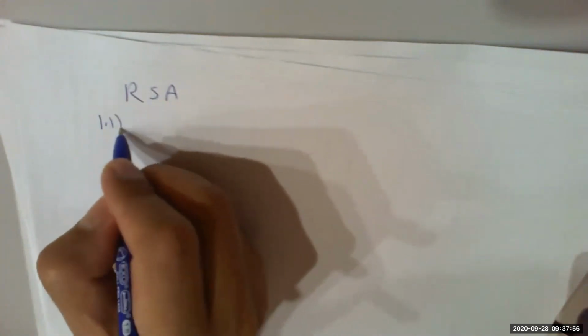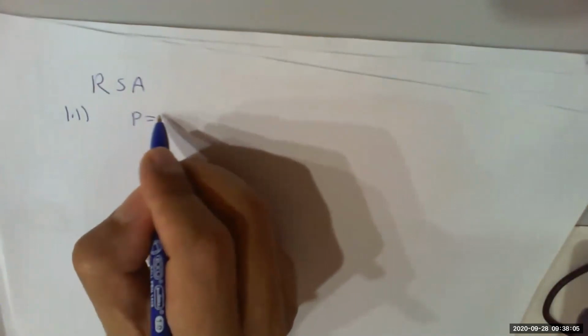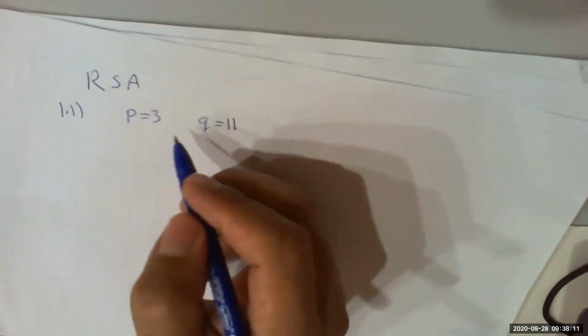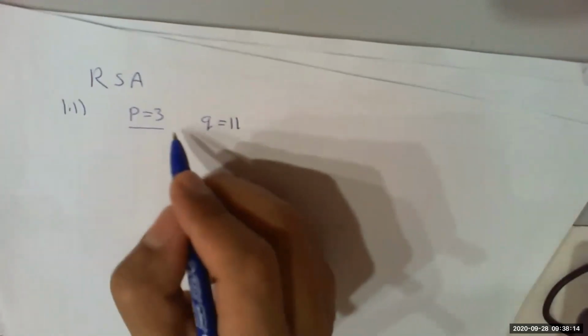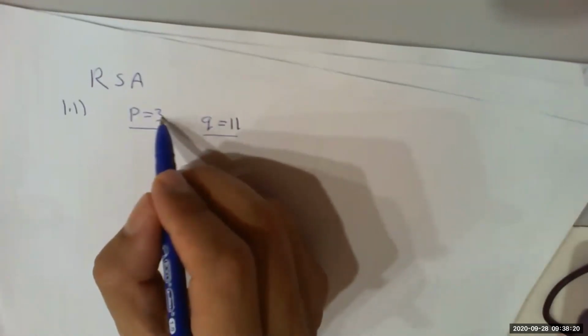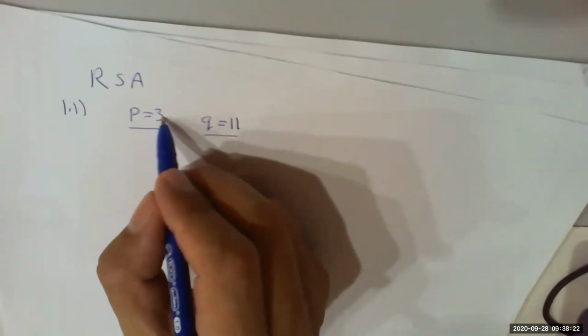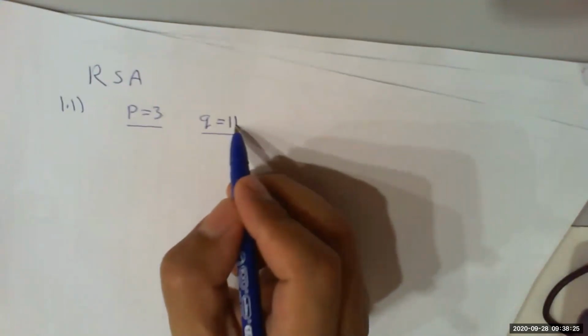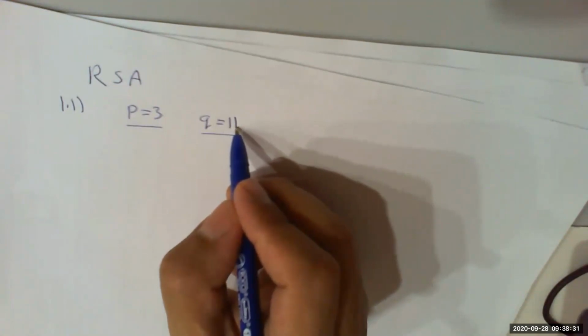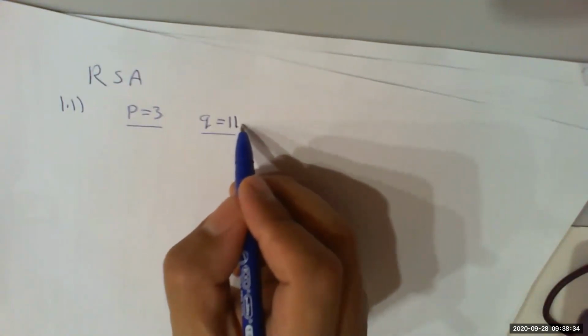First step is to select two prime numbers. For example, we have two prime numbers, the smallest prime numbers ever, P equals 3 and Q equals 11. Okay, this is P and Q. We select two prime numbers. The first one is 3 and the second one is 11. They are prime numbers. They are only divisible by themselves and 1. So 3 is not divisible by 2. And 11 is also not divisible by any number except itself and 1. So 11 is not divisible by 10, by 9, and by other numbers. So they are prime numbers.